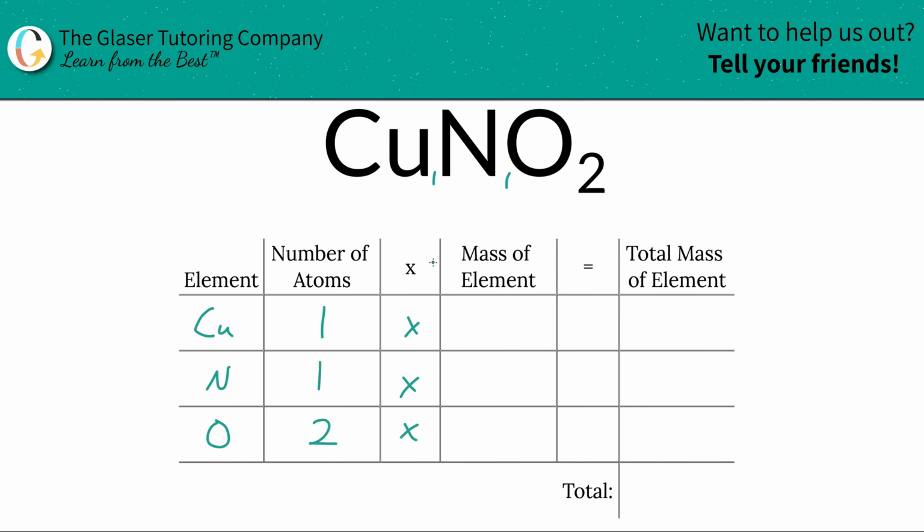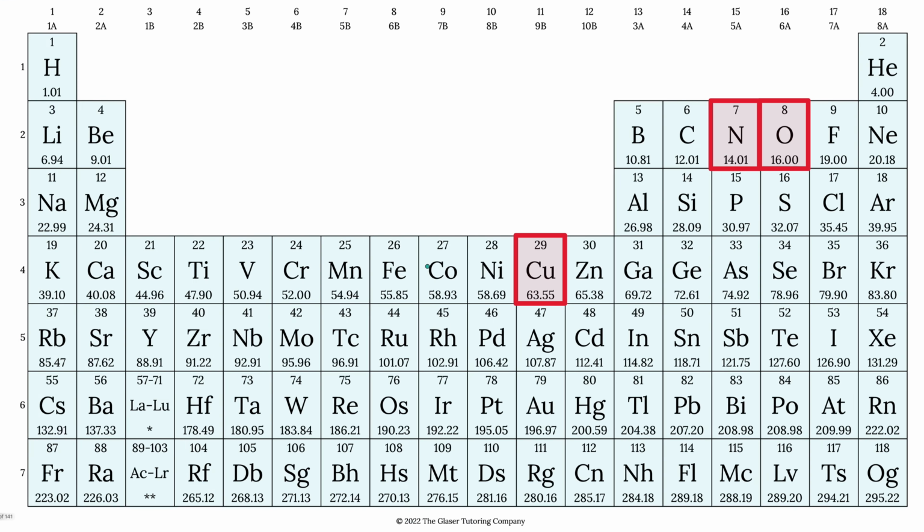Next is then to find the mass of the element. Where do we find that? You got it. Periodic table. Let's take a look. Copper is 63.55, nitrogen is 14.01, oxygen is 16. These masses can be in grams per mole or AMU, depending upon if you need molar mass or molecular mass.